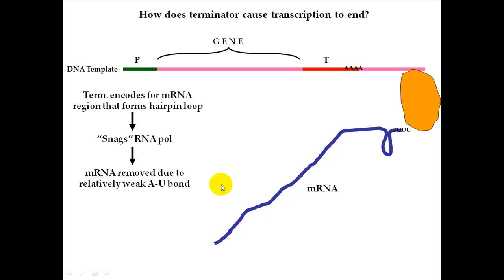We should mention that what we just showed you here is just one way that terminators can make transcription end. It turns out that there are other types of terminators that cause transcription to end in a slightly different way, but this is the model that we'll use to explain how terminator sequences can stop transcription.